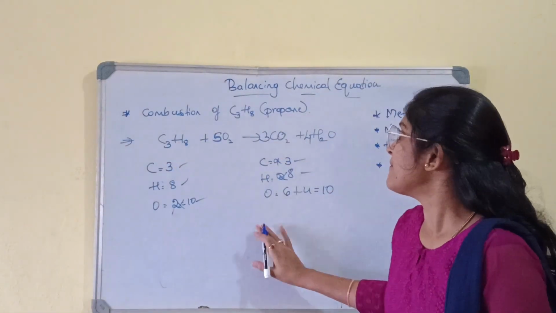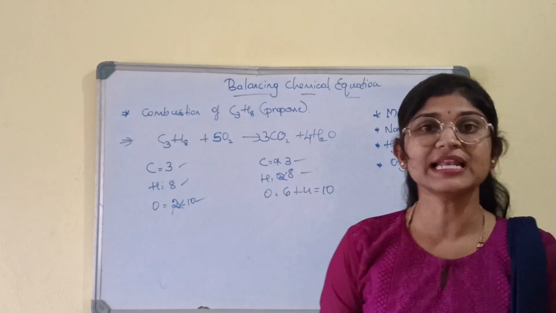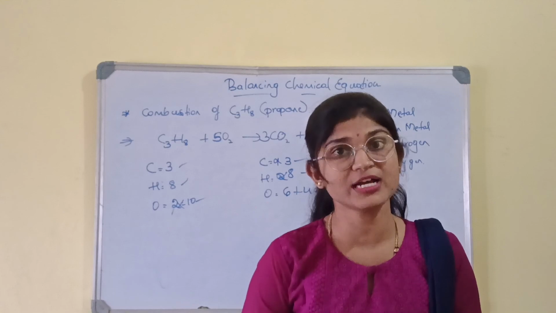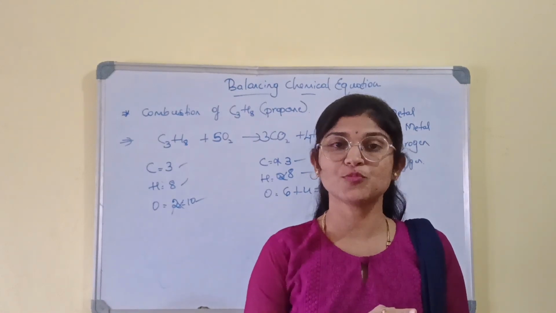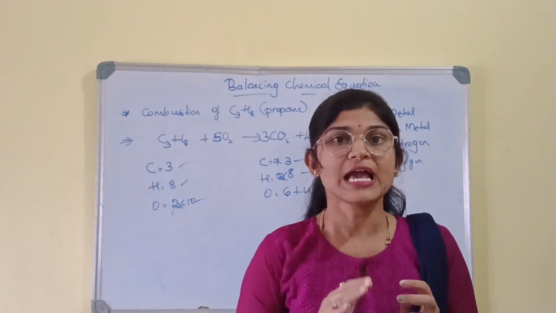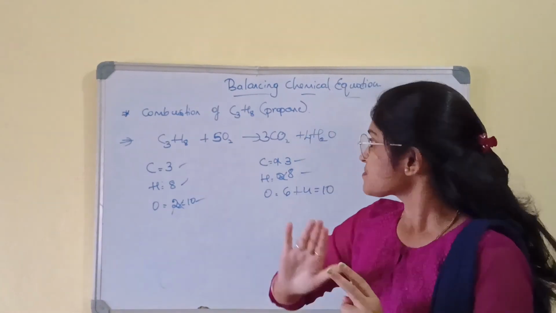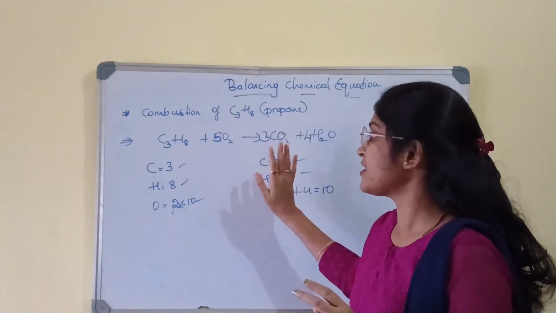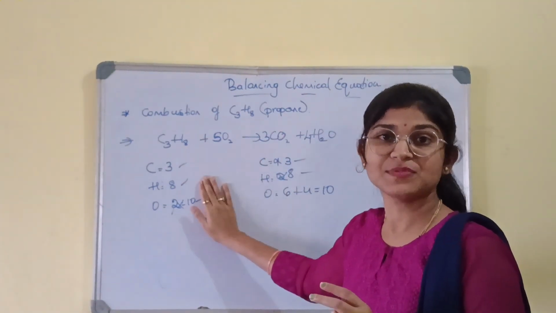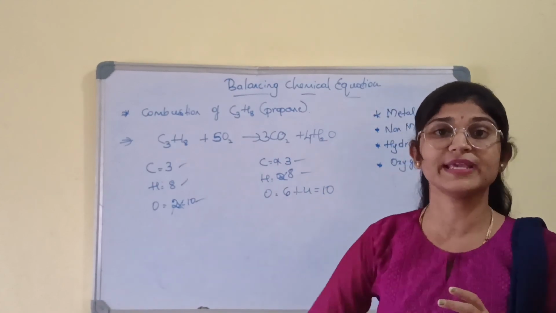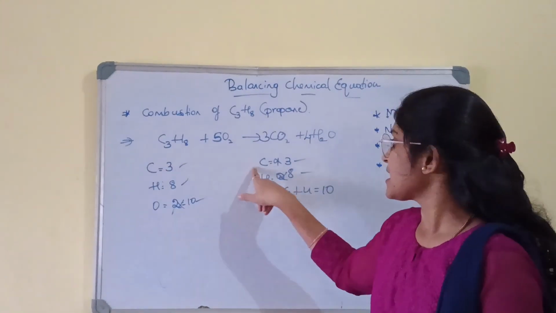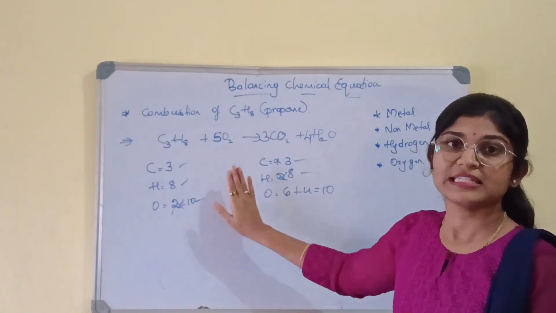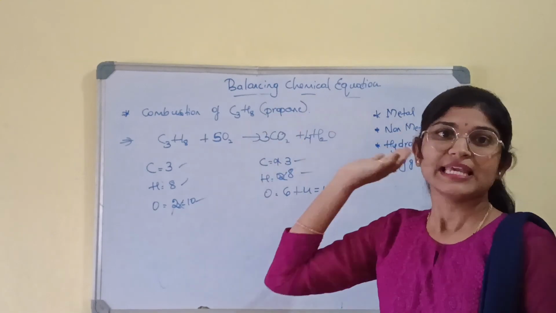Okay. So this is about balancing an unbalanced chemical equation. To balance an unbalanced chemical equation, you should know the formulas of the compounds involved in the reaction, and next you should know the law of conservation of mass. On the right hand side and left hand side of the equation, the number of atoms of each element should be equal, like carbon 3, hydrogen 8, oxygen 10, oxygen 10. Only then is this equation called a balanced chemical equation.